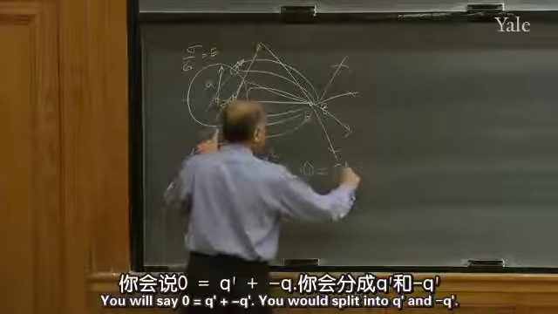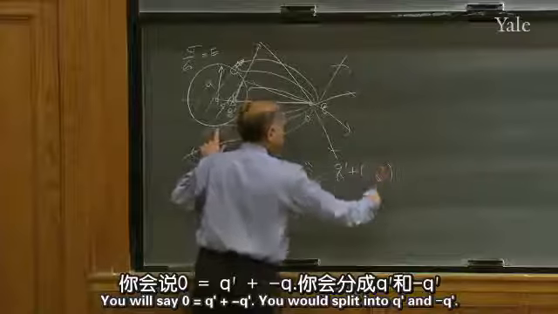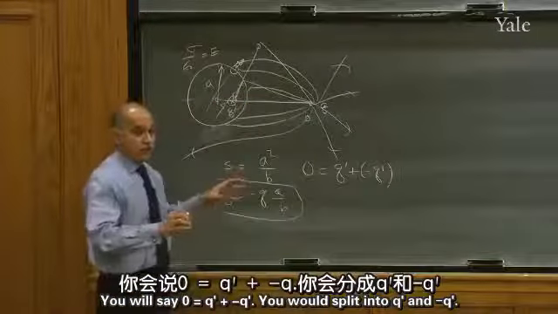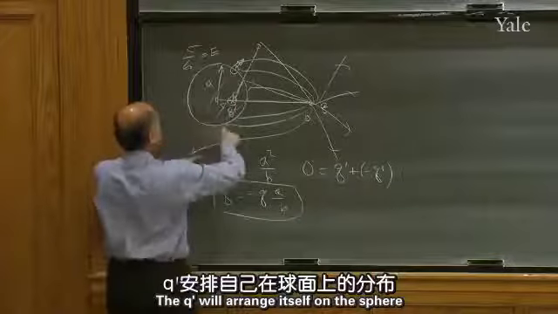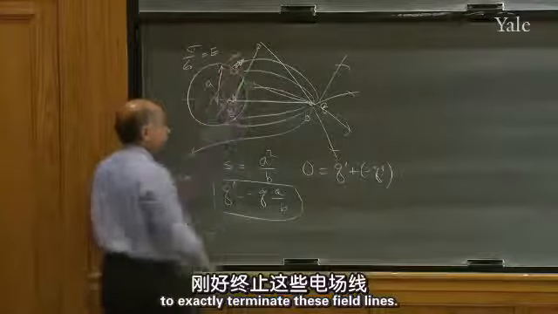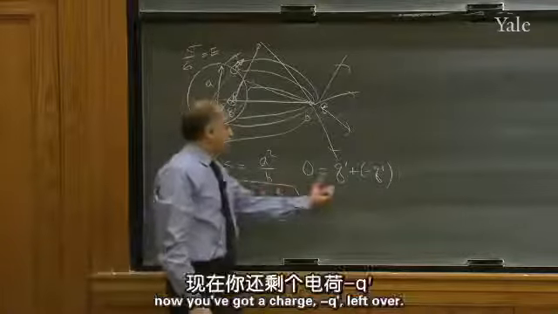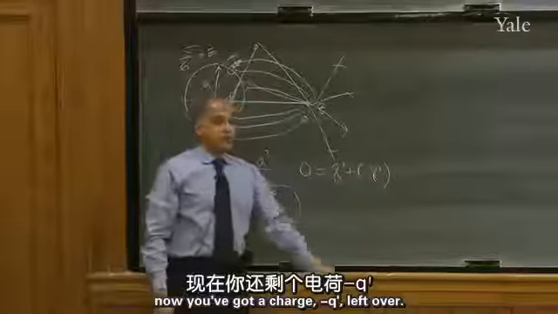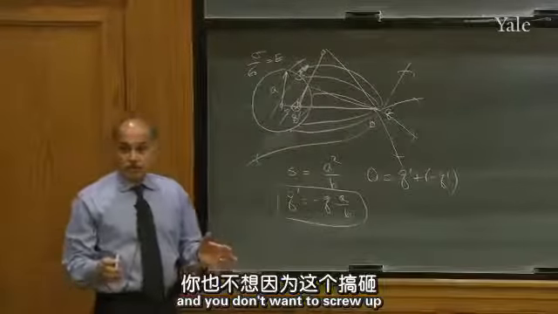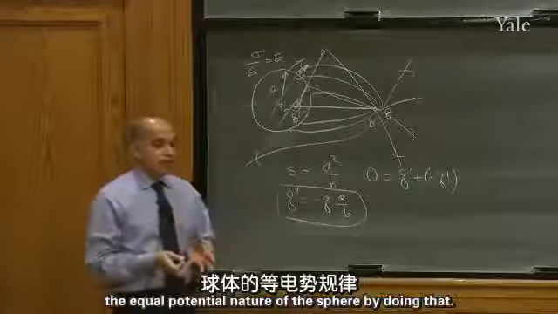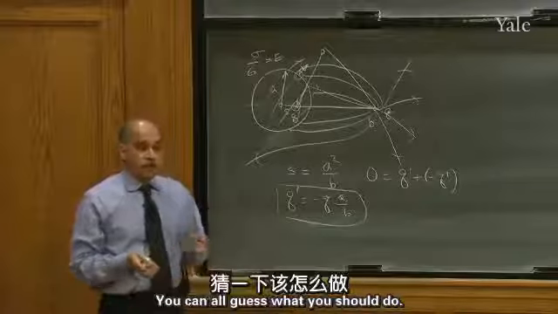You will say 0 is equal to q prime plus minus q prime. You would split into q prime and minus q prime. The q prime will arrange itself on the sphere to exactly terminate these field lines. But the only difference is now you've got a charge minus q prime left over. You have to spread it around. And you don't want to screw up the equipotential nature of the sphere by doing that. And you can all guess what you should do.